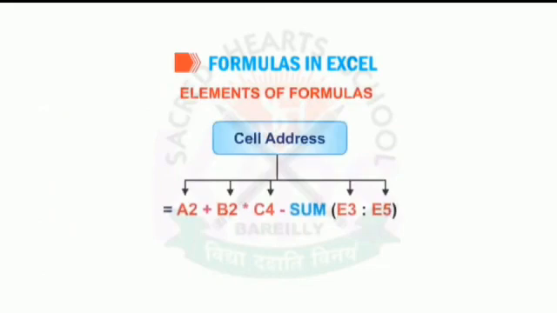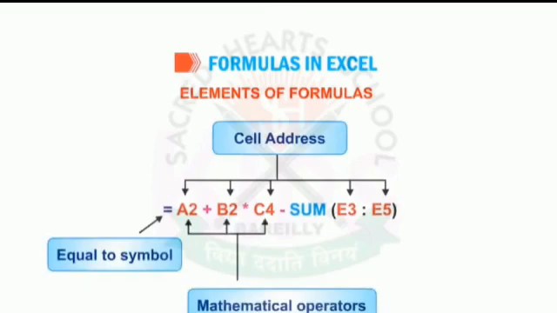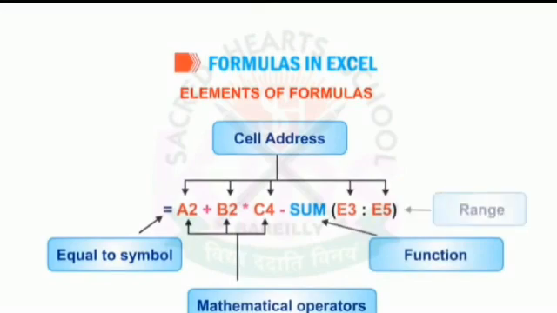Now let us discuss about the formulas. As I have told you that formulas are used for calculations. And what are the elements in formula? The first element is equal to symbol. It must start with equal to symbol. Next thing is cell address. As you can see here, A2, B2, C4, these are the addresses of cell. These are called cell address or cell reference. And plus, minus, multiply, divide, these are mathematical operators. And sum, this is a function, which is predefined function in Excel. Okay. So these are the elements of formulas.